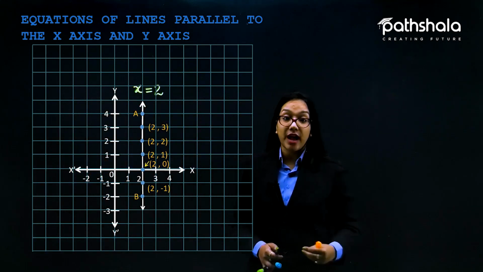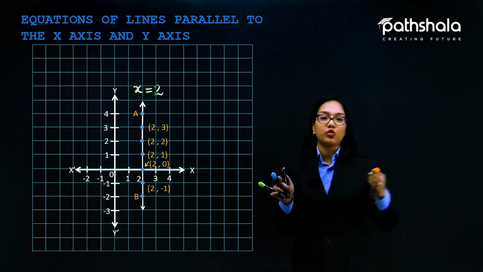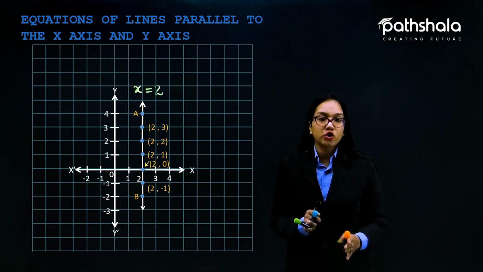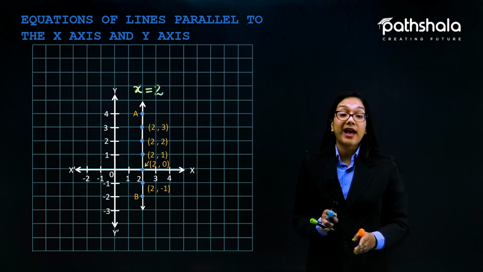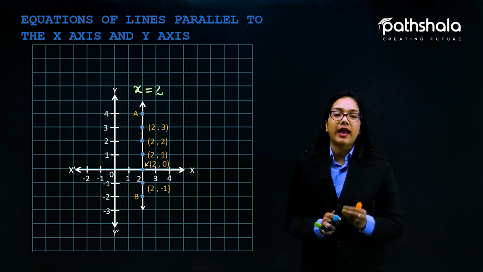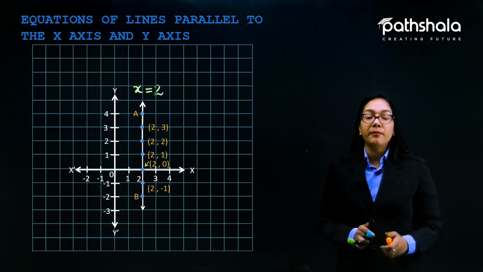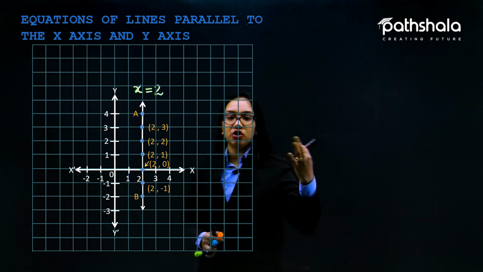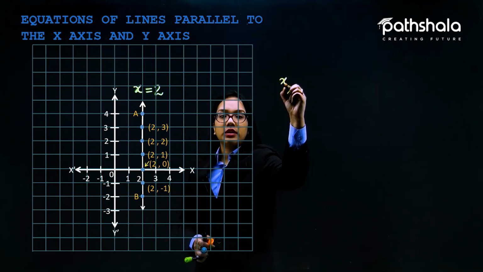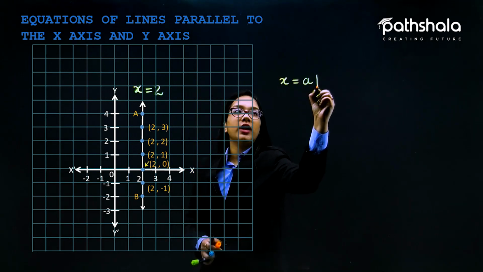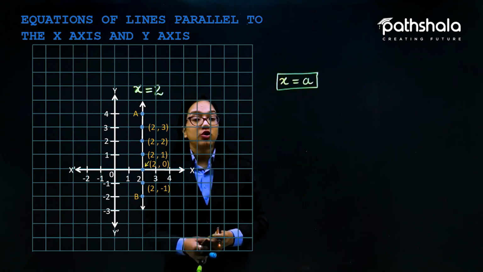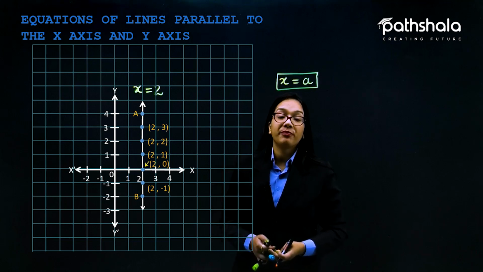So it means that for any x is equal to a, it always comes out to be a straight line which is perpendicular to the x-axis and parallel to the y-axis. So always remember, in general, the graph of x is equal to a will always be a straight line which is parallel to the y-axis.